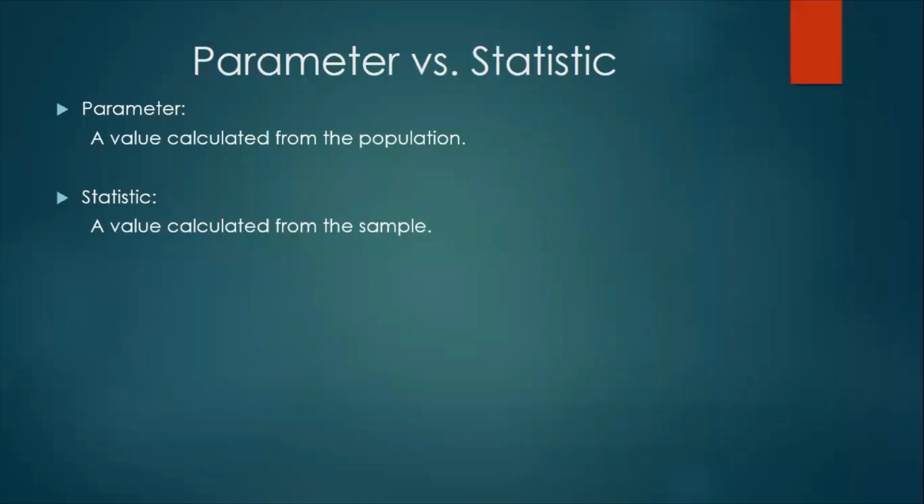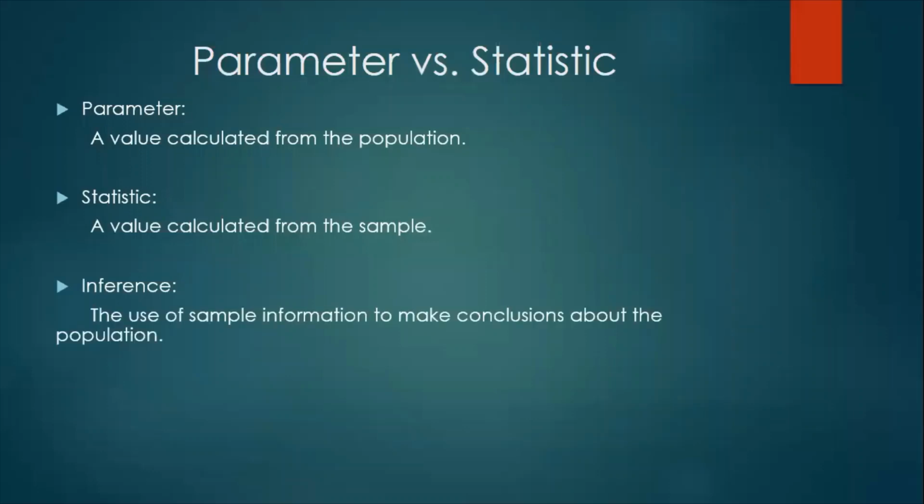You guys also know that we have two types of statistics. So we have inference, which is the use of sample information to make a conclusion about a population. So with the previous examples I've been telling you guys, I was using inferential statistics. While we also have descriptive statistics, this is when we use the mean, median, mode, and stuff like that.